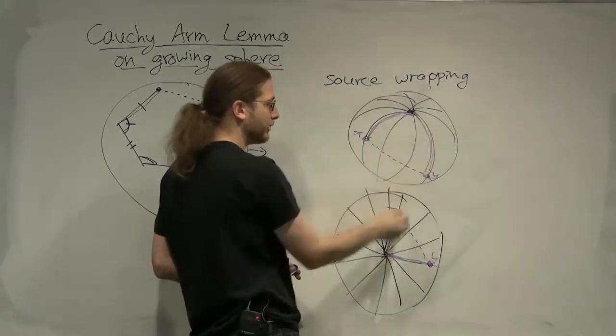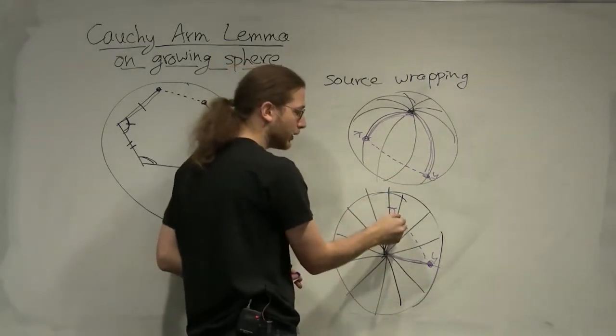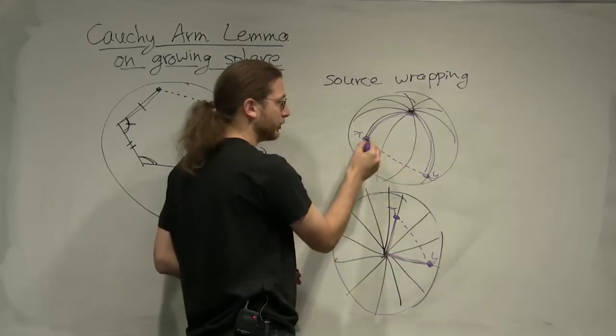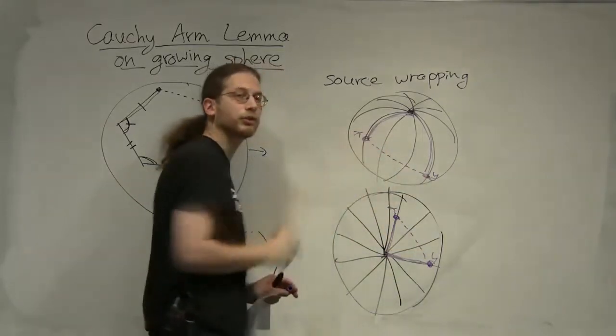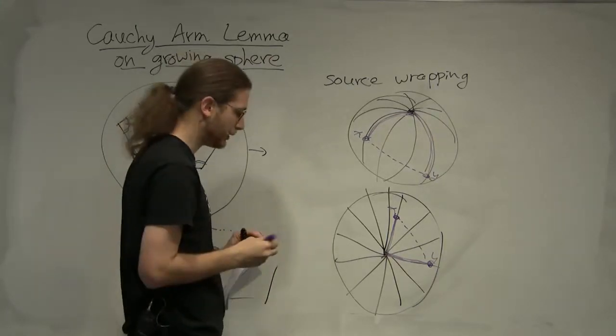So here's a convex chain. It matches the angles and the lengths of this convex chain in the plane. Therefore, this distance is larger than this distance. And so this is a contractive map because it works for any 2 points x and y. So that's the source wrapping.